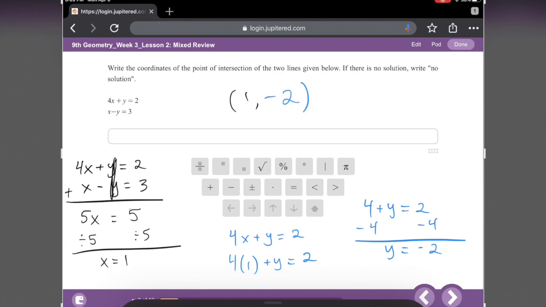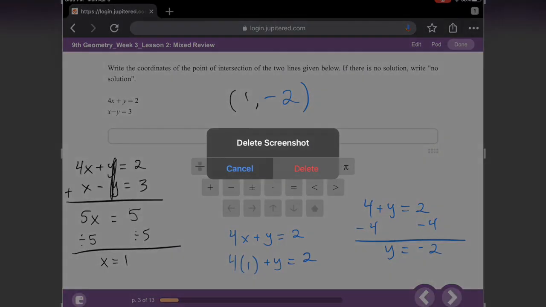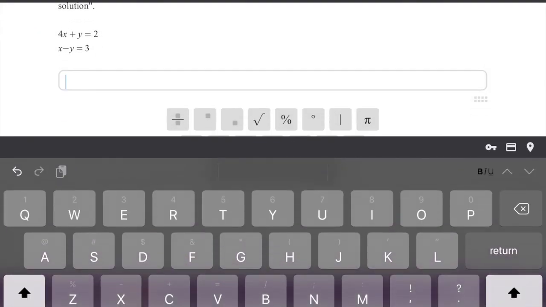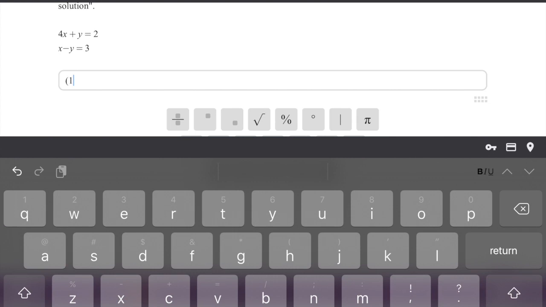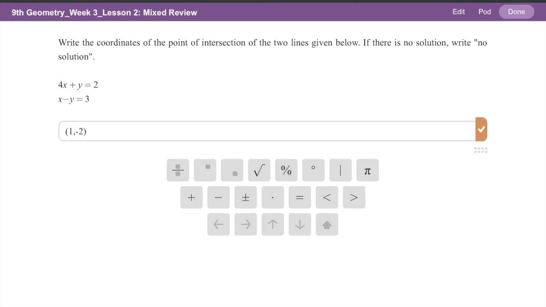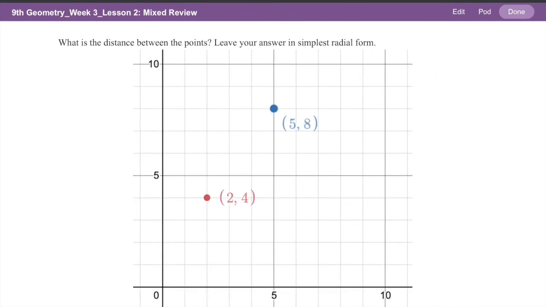We have 1 comma -2, so let's type that in. 1 comma -2. Okay, perfect. All right, moving on. So now this looks like a distance formula problem. What is the distance between the 2 points? Okay, and we even have a graph for it. So we could draw a right triangle in the problem.